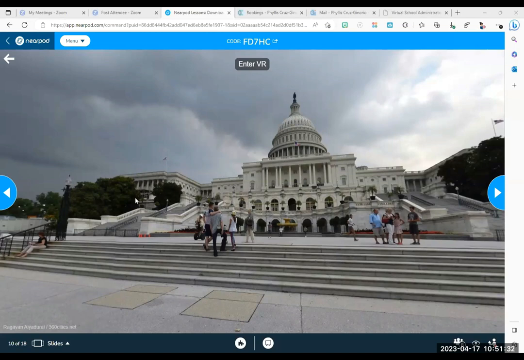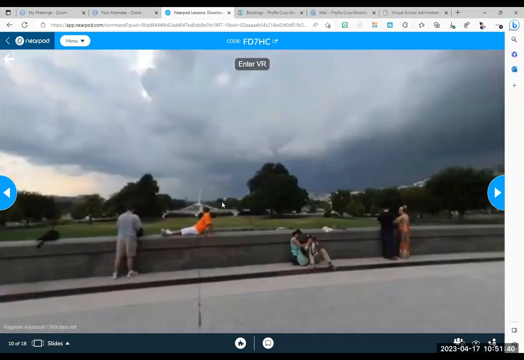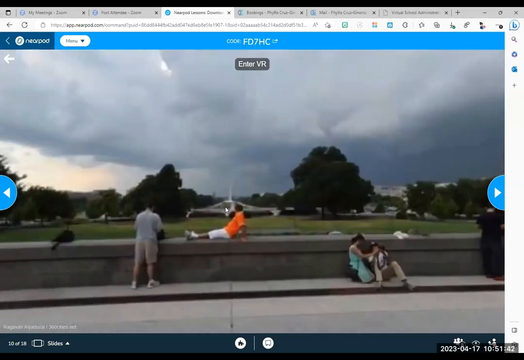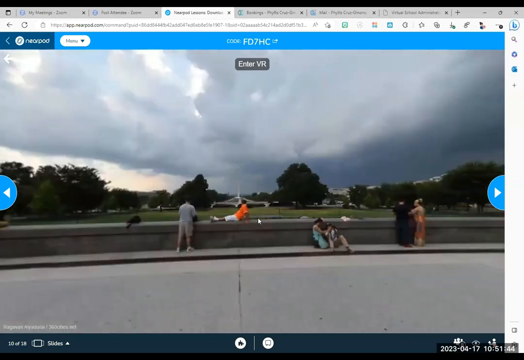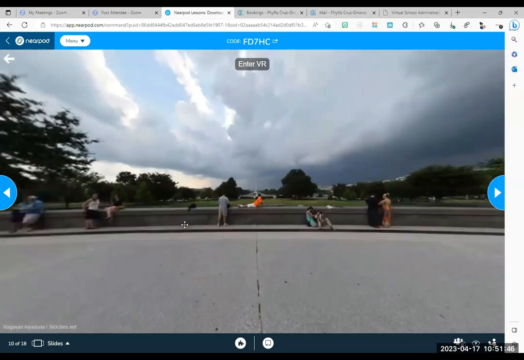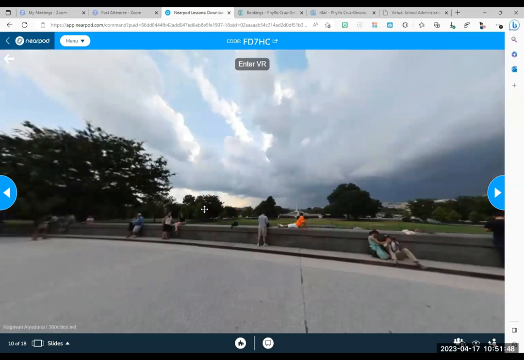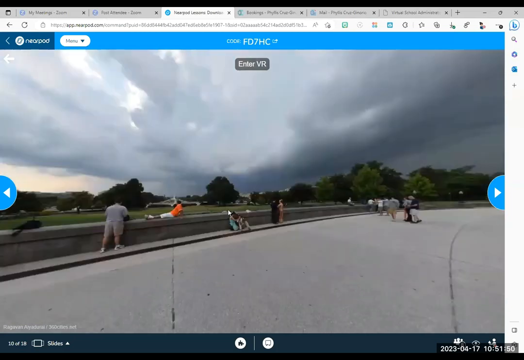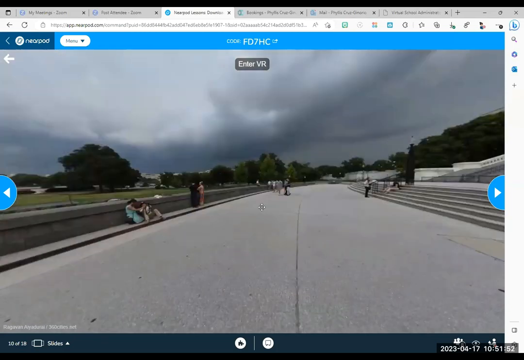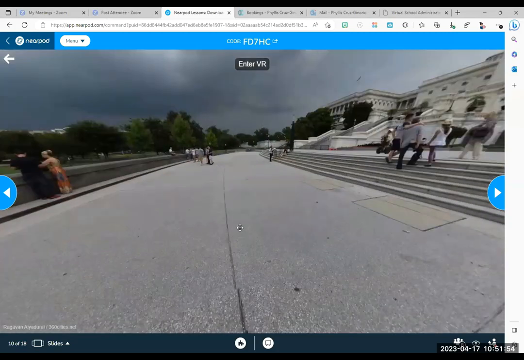I was going to say if you look behind and zoom in, you can see another thing that I don't remember what it is. Does anybody remember what that is? Has anyone here been to Washington, D.C. before?